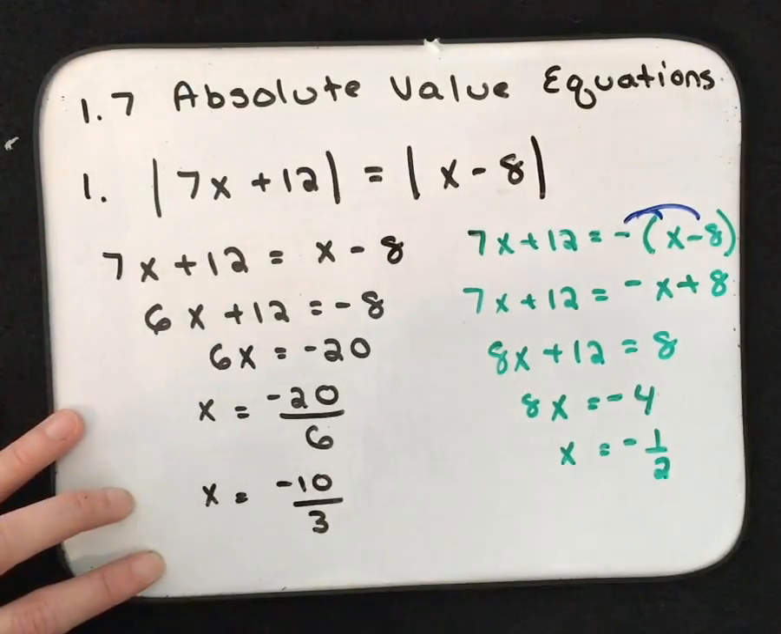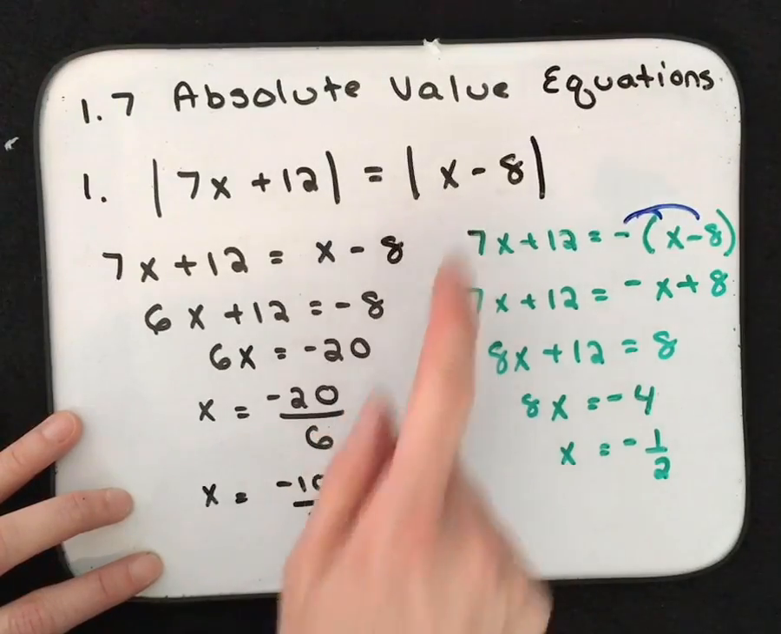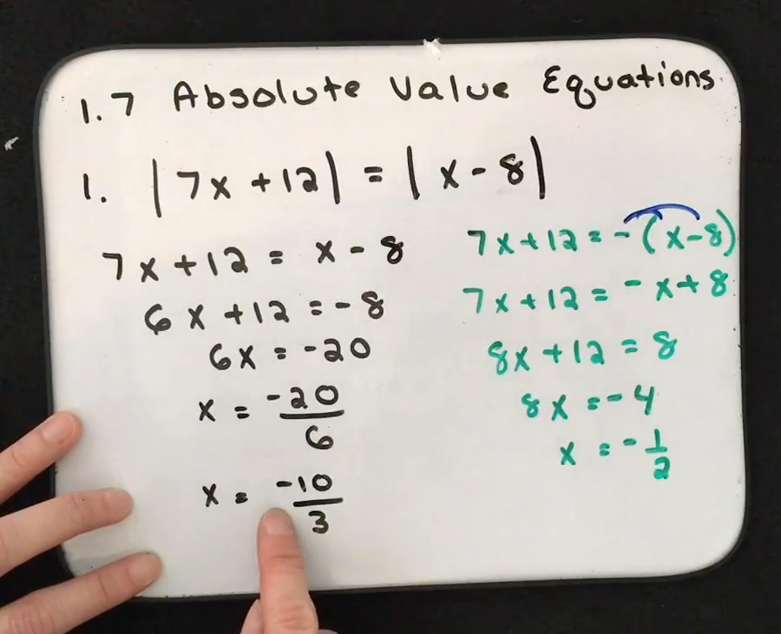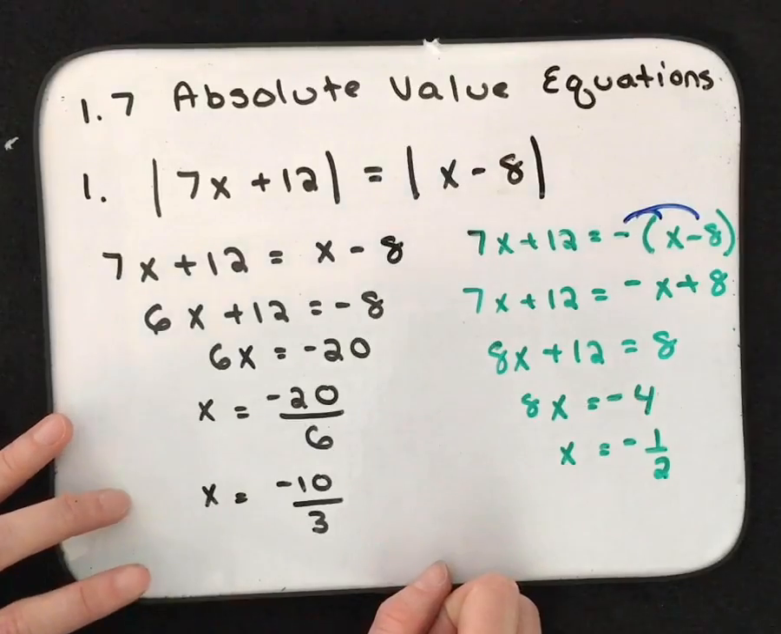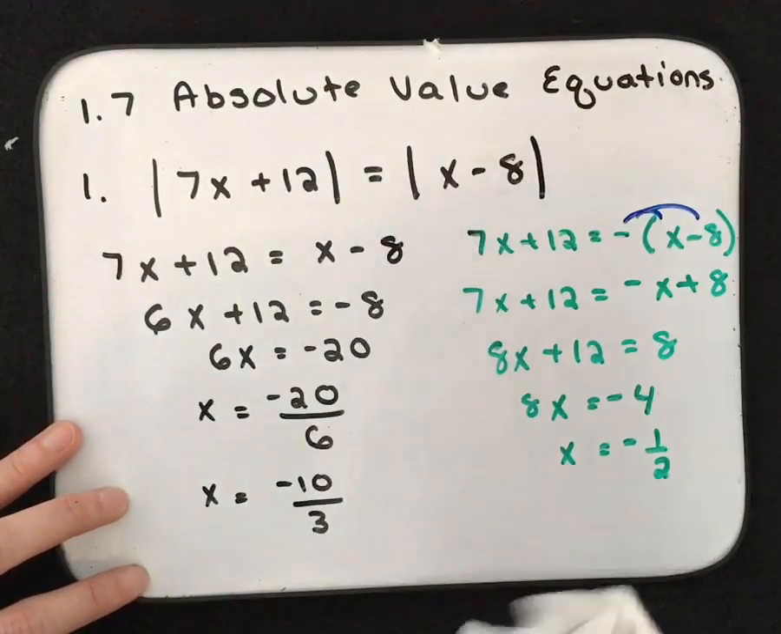So that means in order to satisfy this absolute value equation, x needs to be negative 10 thirds or x needs to be negative 1/2. Let's try again.